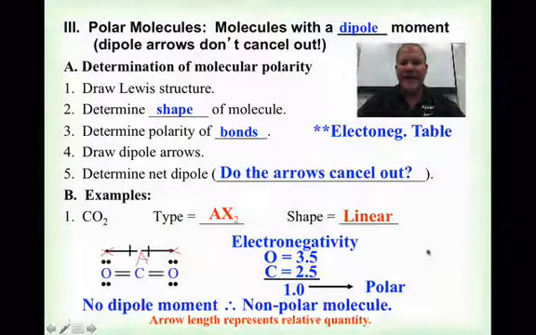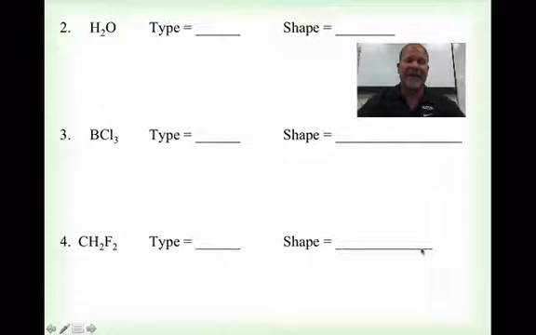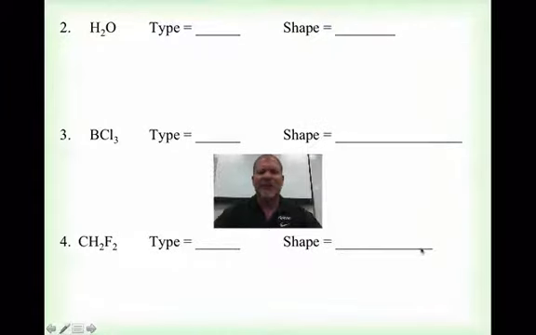And the arrow length, as we draw, you'll see another example, represents the relative quantity or the difference in electronegativity. So the difference in electronegativity is very, very slight. I'll draw a smaller arrow, and you'll see some examples coming up here. So in the next one we have water.